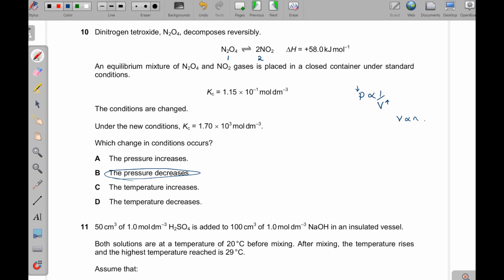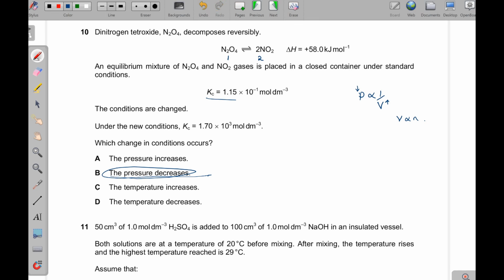When you decrease the pressure, the position of equilibrium is going to shift to the side now with more moles. Okay, because V is directly proportional to what? To N. So it will shift to the right. You see that? When it shifts to the right, it will do so until equilibrium is established. And when equilibrium is established, you will get back your Kc that you have here. You see that? Then that means we are supposed to look at this option here.